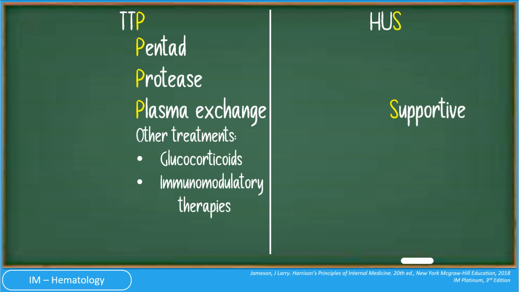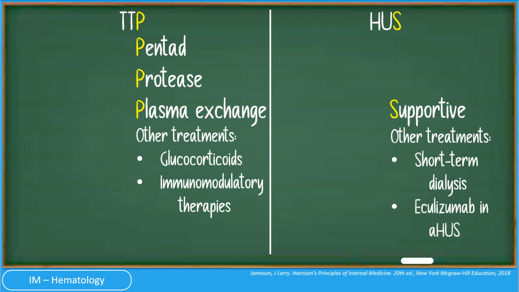Treatment of HUS is primarily supportive. In HUS associated with diarrhea, approximately 40% of children require at least some period of support with dialysis. In patients with atypical HUS, eculizumab has efficacy in resolution of HUS and improving or preserving renal function.